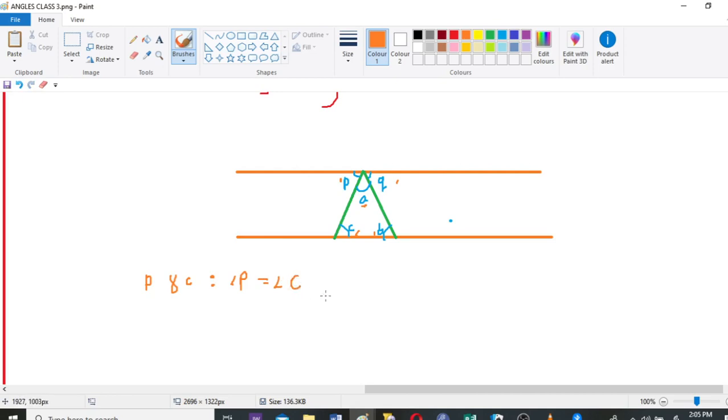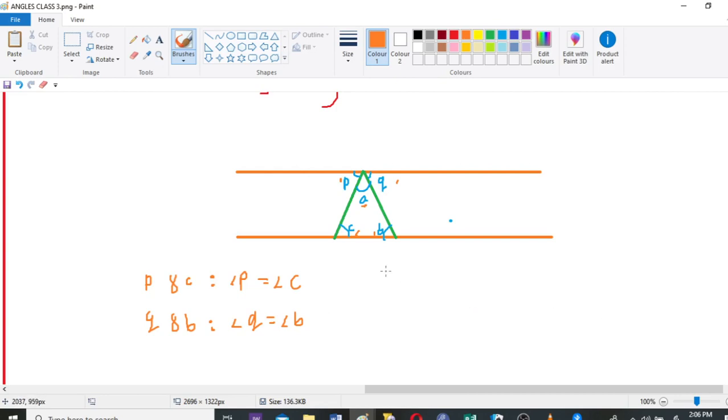You remember that? And also look at angle Q and angle B. Okay, what type of angles are these? You realize that angle Q is equal to angle B. They are also alternate interior angles, isn't it? Now what does that mean to you?